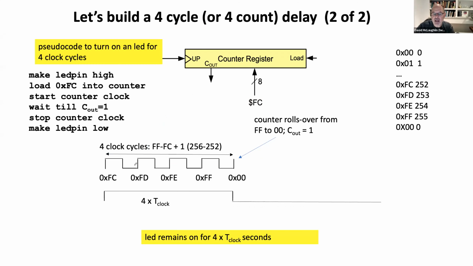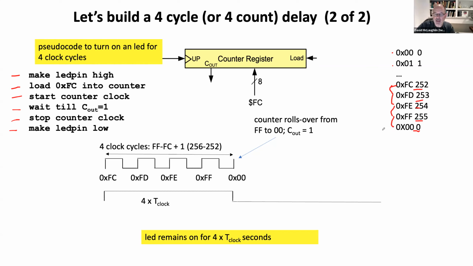So the next part of this, how could we turn on an LED precisely for 4 clock cycles? Well, we make the LED pin high, we load 0xFC into the counter, start the clock, wait for the overflow, stop the clock, and then we make our pin low. And what I've done over here is I've just shown you the count. If we were preloading with 0, we would start 0, 1, 2, and all the way up. But instead, we're preloading it with 0xFC, which is 252. So it goes 252, 253, 254, 255, and back to 0. And in between we have 1 clock, 2 clocks, 3 clocks, 4 clocks.